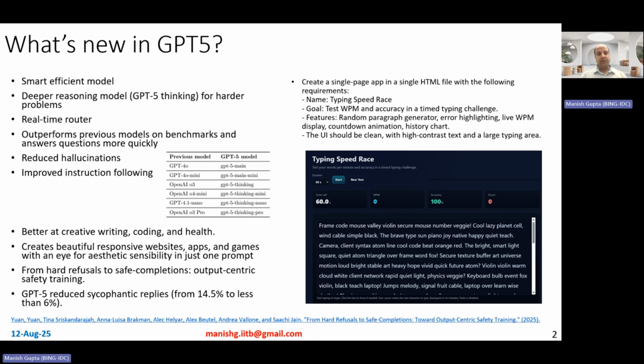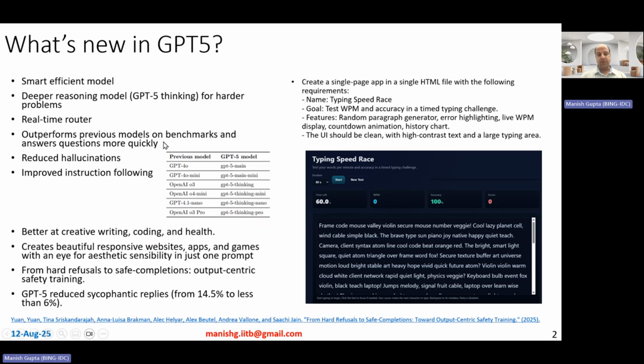Okay. So needless to say, GPT-5 outperforms all the previous models on various benchmarks and answers questions more quickly. So this is an important thing. It answers questions more quickly, with fewer tokens compared to the OpenAI O3 model, right? It also reduces hallucinations. It improves instruction following. It follows instructions more correctly, more accurately. And then it is better at creative writing, coding, and health related problems.